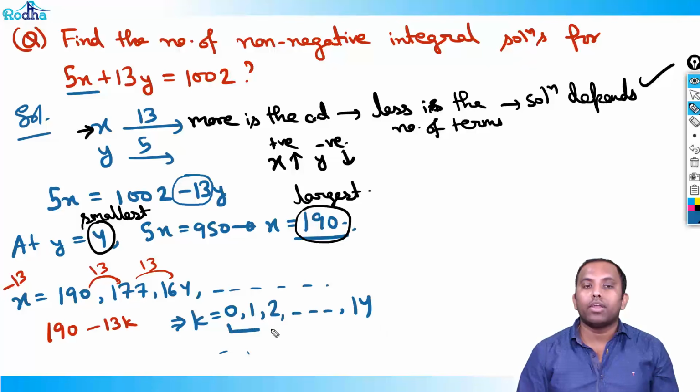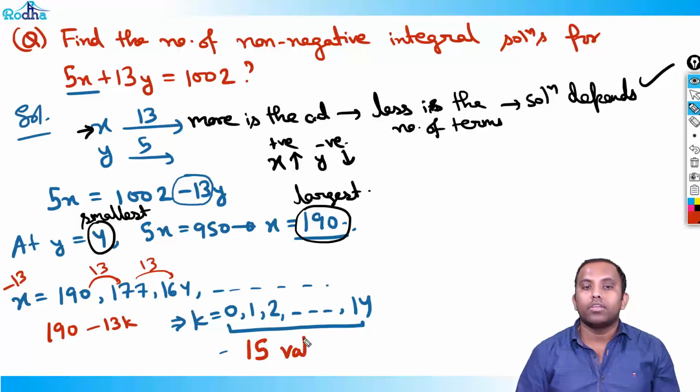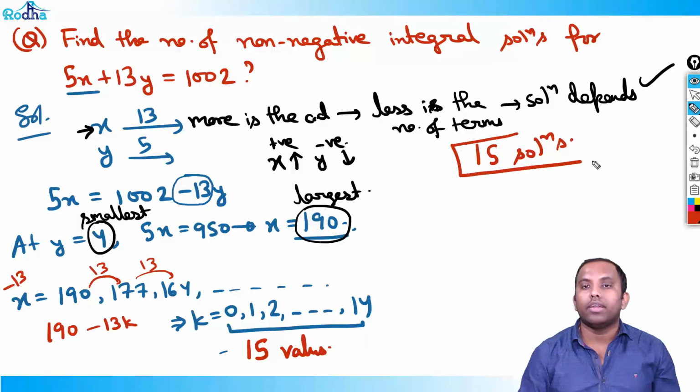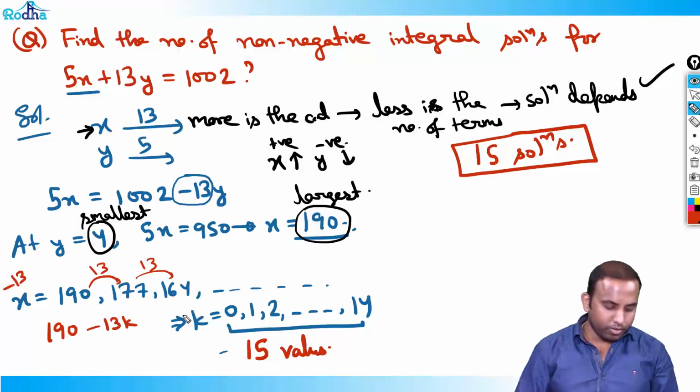From 0 to 14, how many values? Yes, 15 values. So what is the answer for this question? The answer is 15 non-negative integral solutions. Very important things we are discussing here. I hope it is clear.